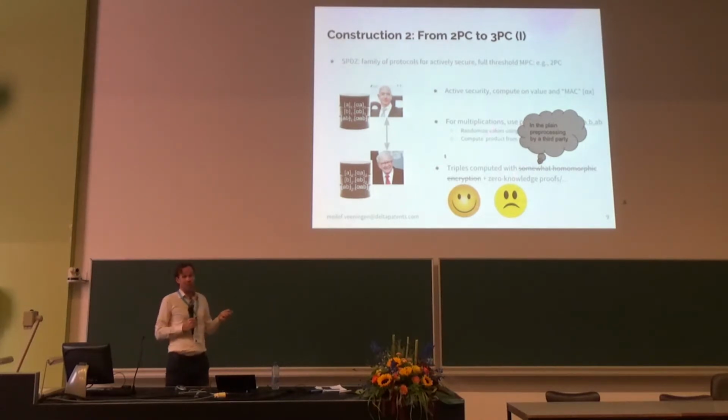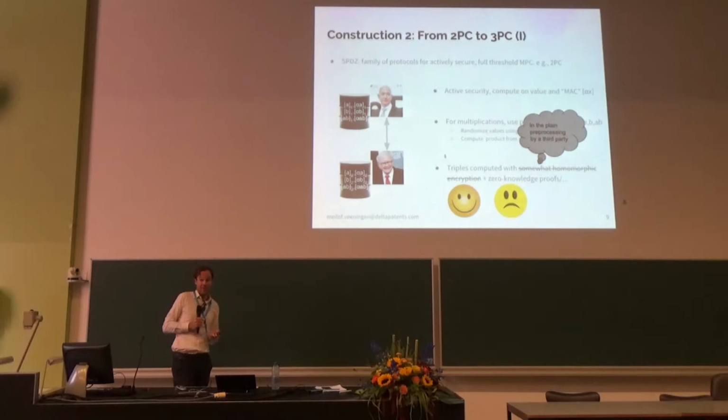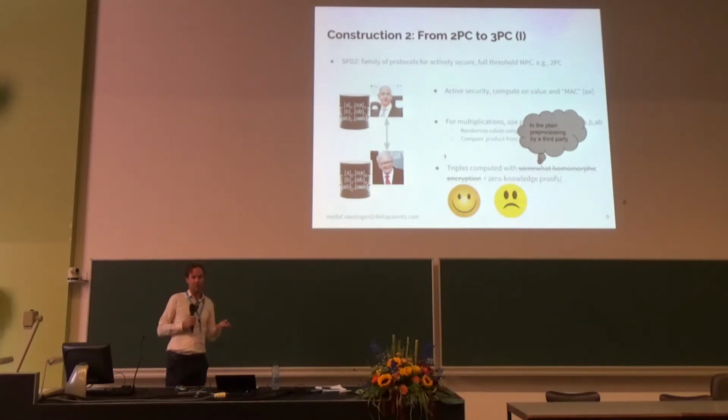Of course, there's a problem with this. If you have a third party generate these triples for those two guys, how do they actually know that the triples are correct? How do they know that the value AB here is actually the product of A and B? If it's not, then the whole computation will give wrong results. Normally this will be done using zero-knowledge proofs, which actually check that these multiplications were correct.